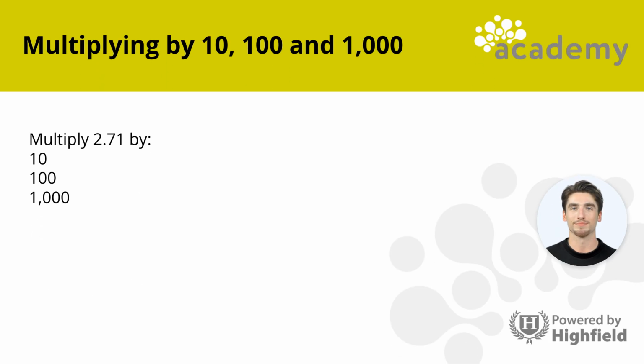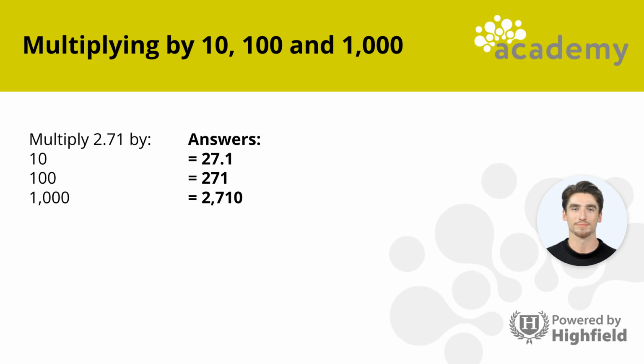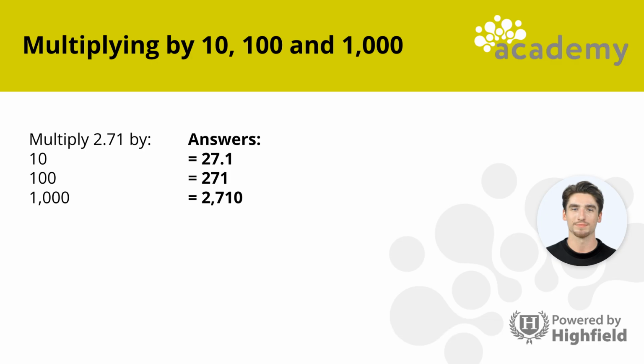Now it's your turn. Multiply 2.71 by 10, 100, and 1000. Pause the video while you do this, then press play to check your answers. Did you get them right? Pause the video while you check, then press play to continue.